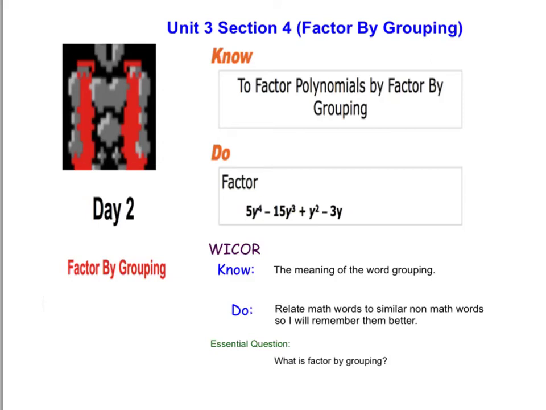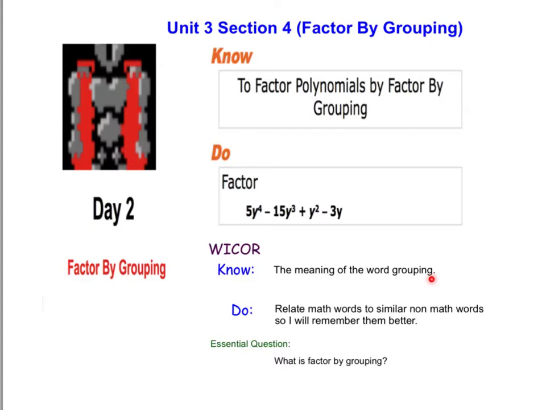Today, folks, we are going to look at how to factor polynomials by factor by grouping. When you're all done today, you're going to be able to do a problem much like what is seen here in the do. Okay, our wicker, know and do. The wicker, know, is the meaning of the word grouping. Okay, and our do, well, let's just jump to our essential question here.